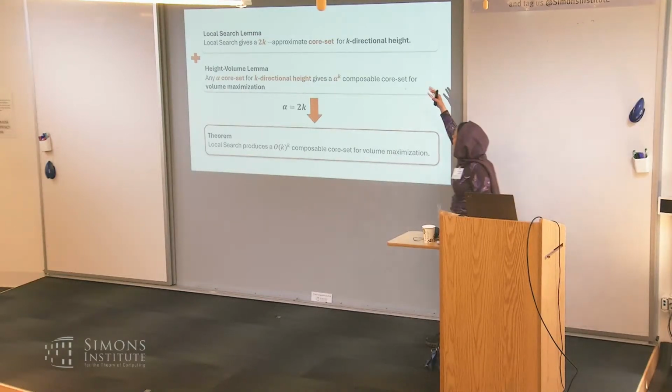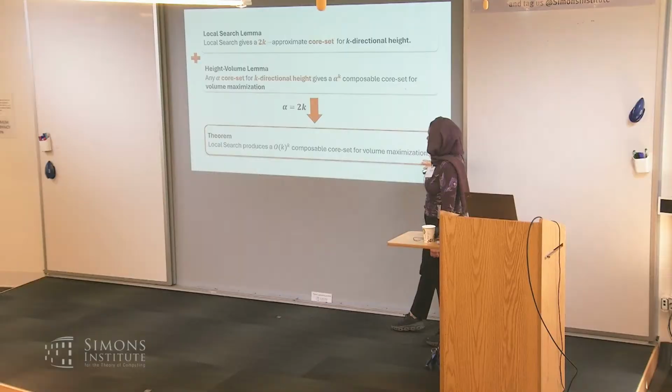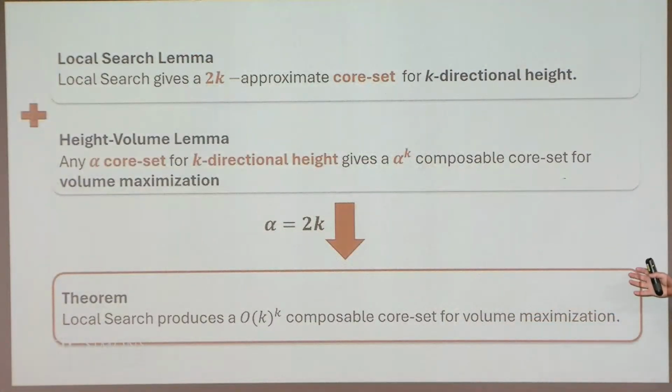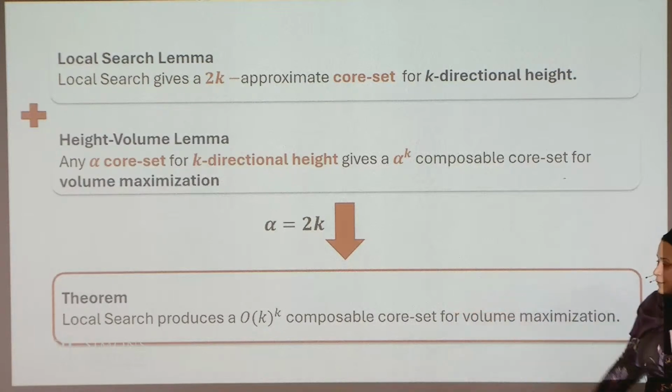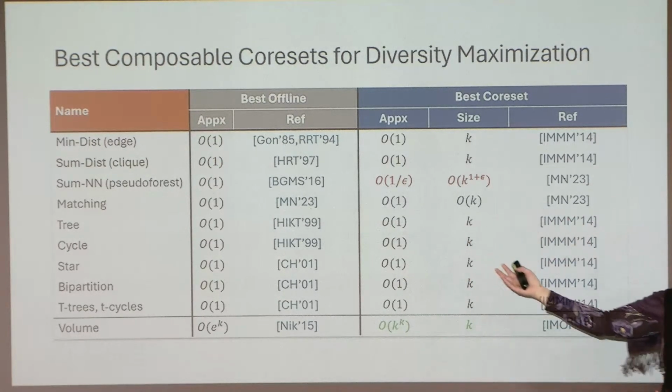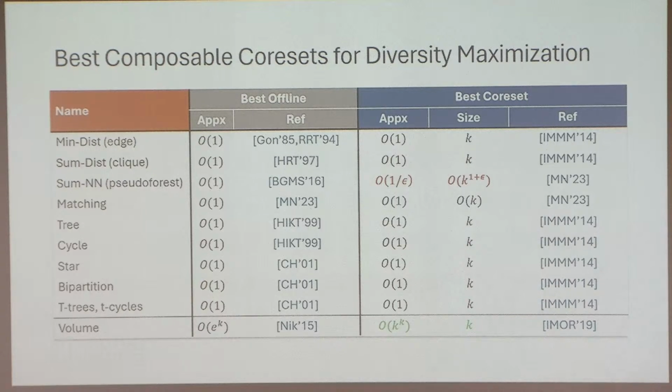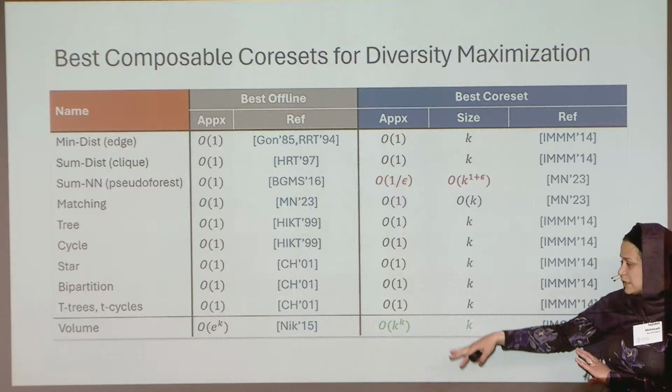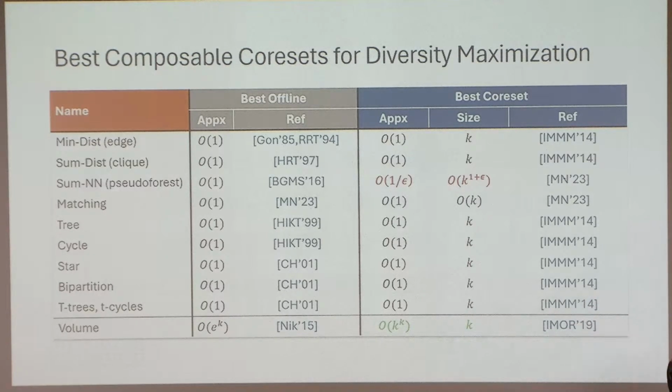Okay, so basically these two together give us the result we want. We show that if we just run the local search algorithm, it produces a composable coreset for volume maximization with approximation factor k to the k. And recently we also showed that if you run the greedy algorithm, you would also get a coreset of size k with almost tight approximation factor, with a reduction to the local search algorithm. So we basically showed some local property of the greedy algorithm, and therefore the same arguments apply to the greedy algorithm.